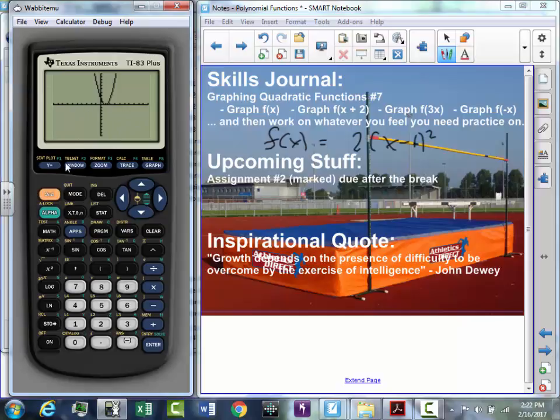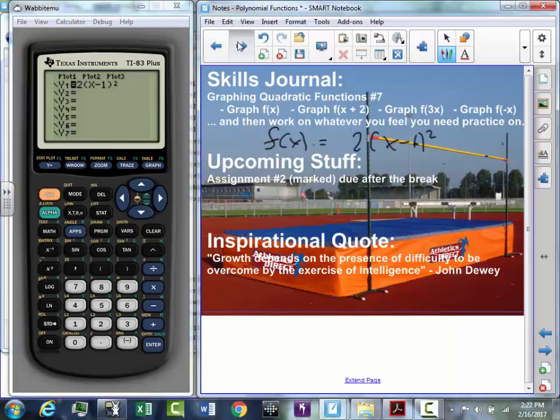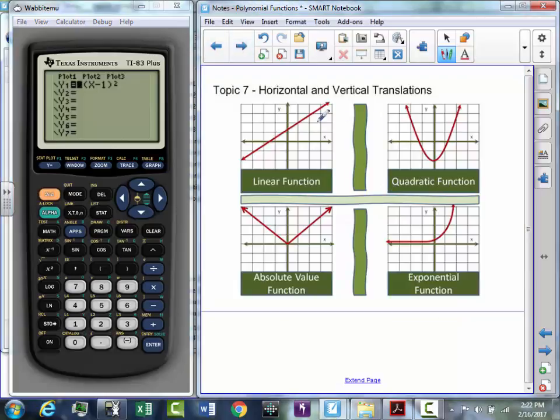Okay, let's try the next one. The purpose behind this activity is that I want to show you the similarities in these graphs, because today's topic, if you haven't looked at this yet, is going to be called horizontal and vertical translations. I want to talk about different ways that we can transform graphs. So the next couple of days are going to be about translations, stretches, and reflections, and we're going to talk about how these things work.